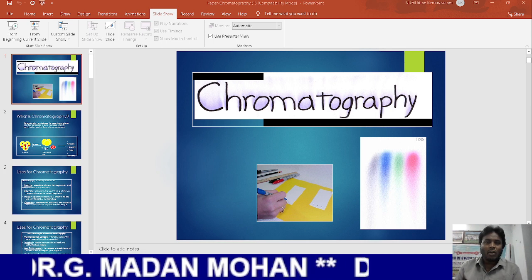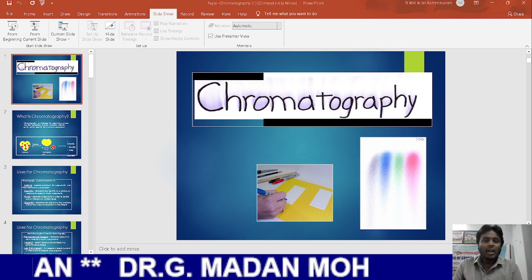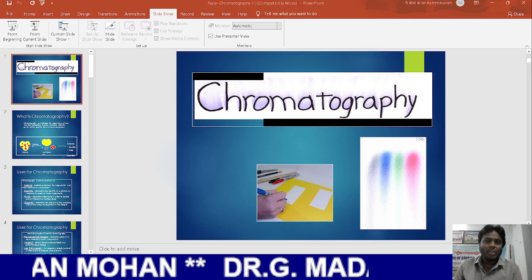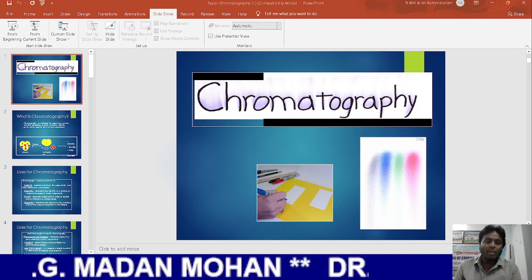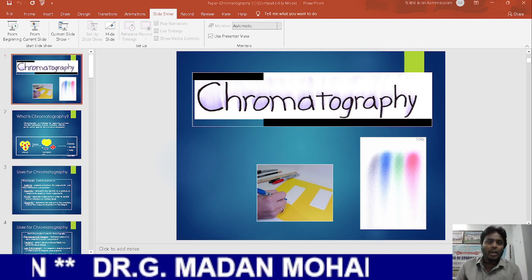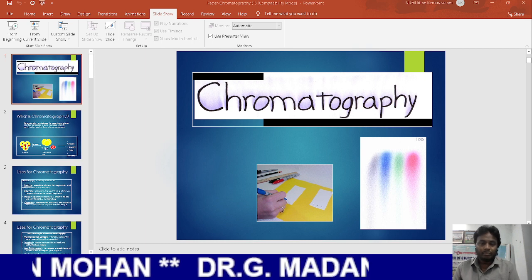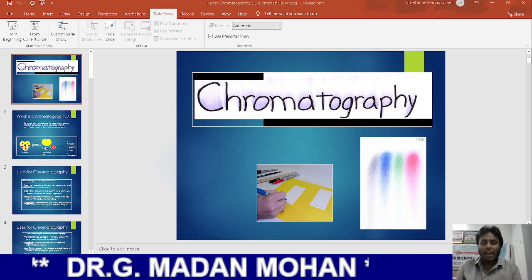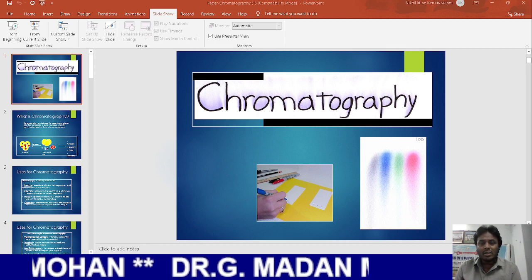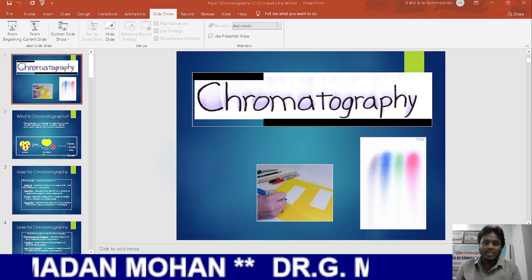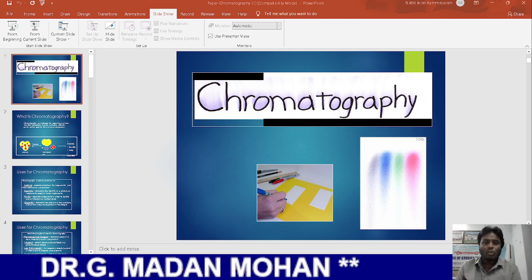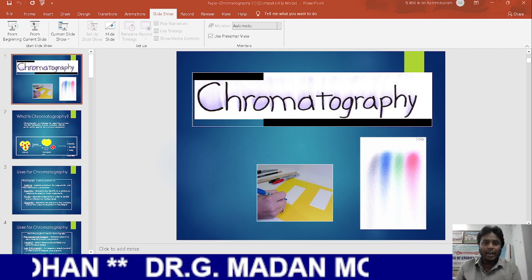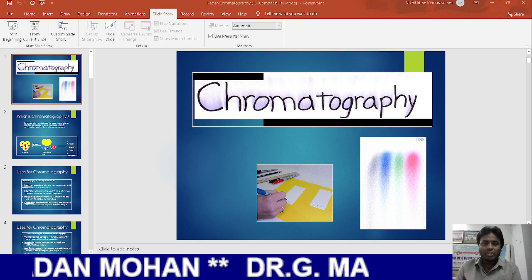First, we have to prepare the solvent mixture. For example, if you want to separate amino acids, the solvent mixture that we use is butanol, acetic acid, water. It is commonly called the BAW system. As per the composition, we have to prepare the solvent. Once the solvent is ready, it is taken in the chromatography chamber.